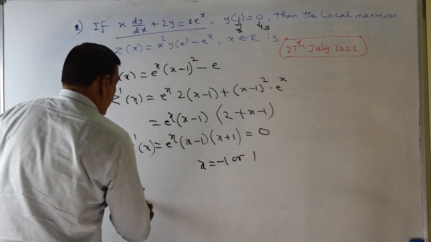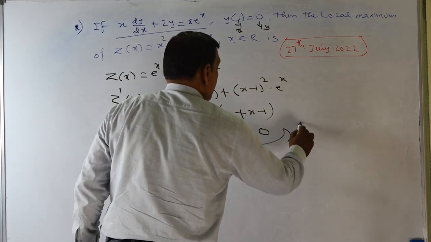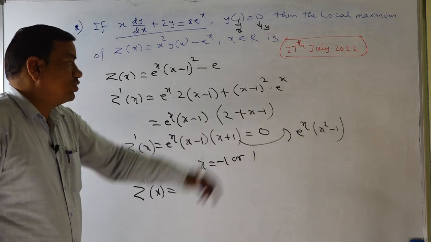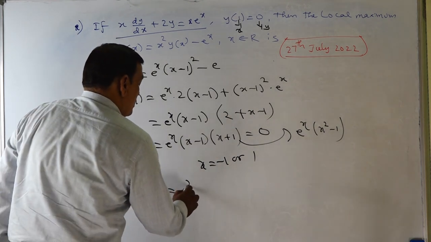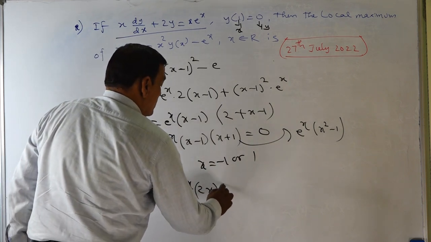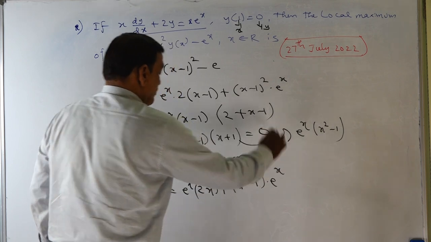So, what is the second derivative? z double dash of x is equal to, if you observe, e power x into x square minus 1. Okay, now do the derivative of that. So, that is e power x into x square minus 1 derivative: this is 2x plus x square minus 1 into e power x derivative, which is e power x.